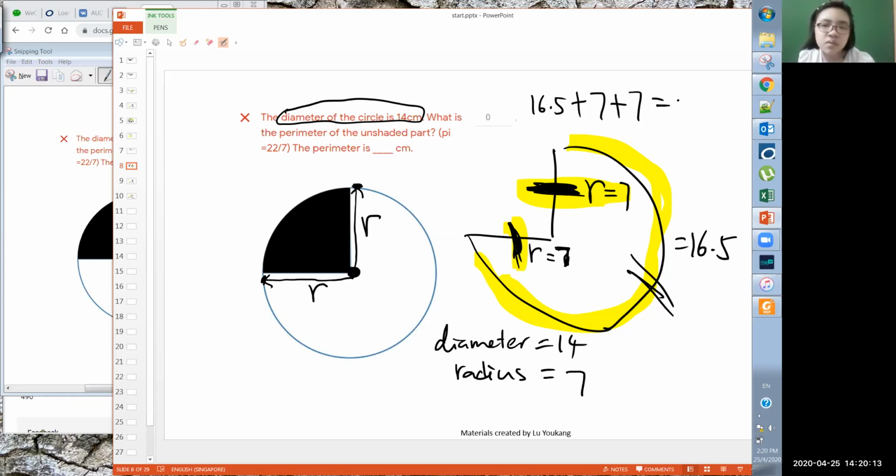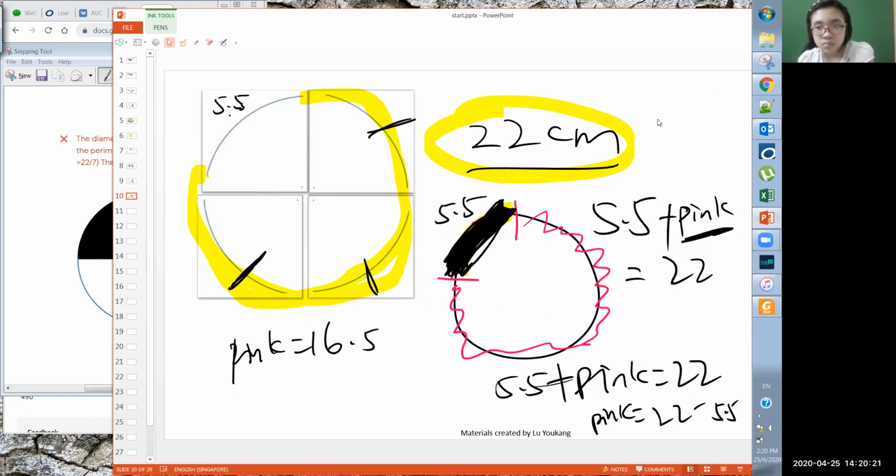30.5. Okay. So how do you find this? So next time, how do you find this pink color?